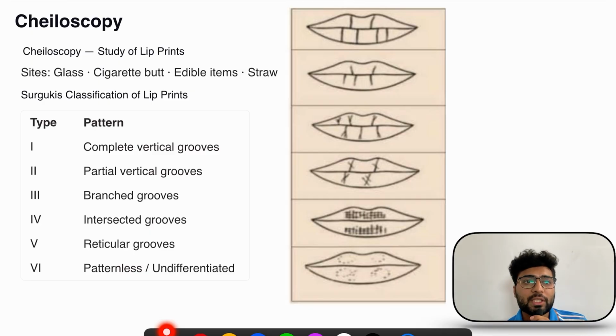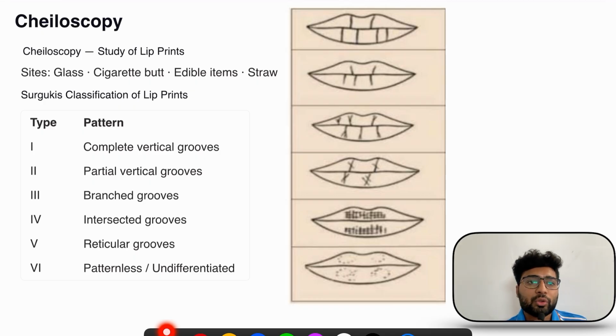Now, what is chiloscopy? This specific pattern is not only seen in the hands, right? Some specific patterns are seen in the lips. So, chiloscopy is the study of lips. At the crime scene, these lip marks can be present on a cigarette butt, edible items, and straw. So, from there we can know who was present during this occasion at the crime scene.